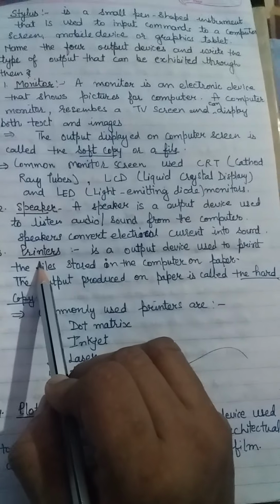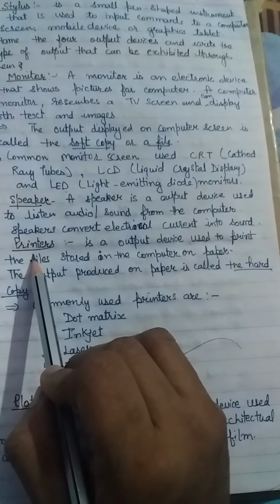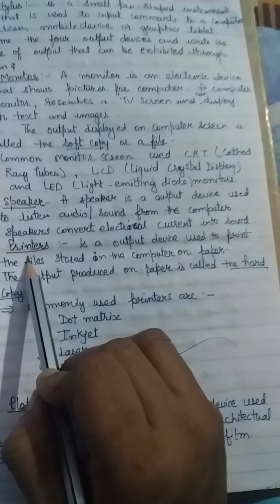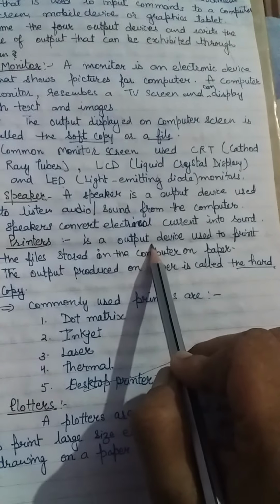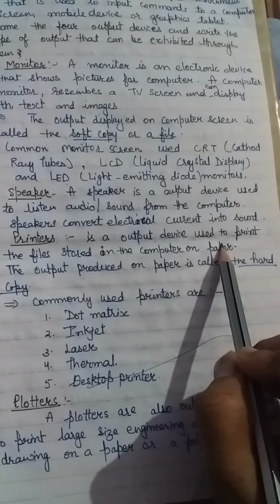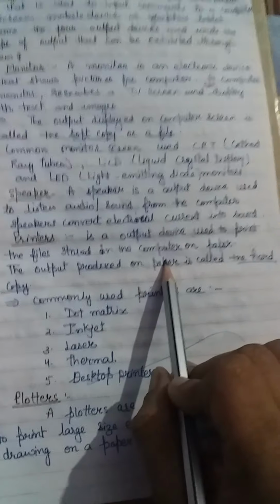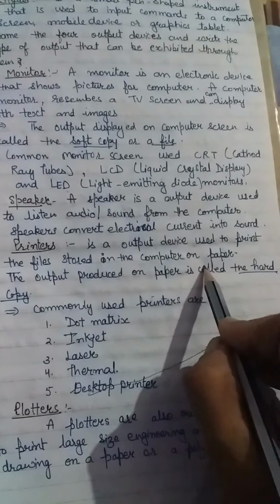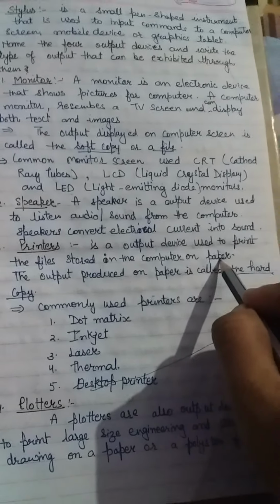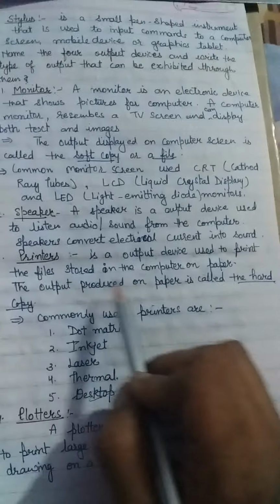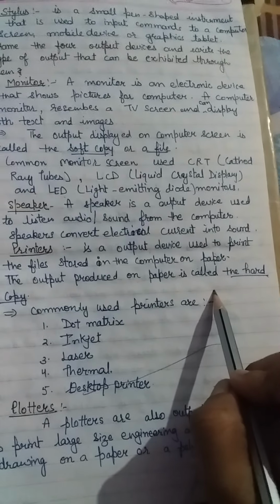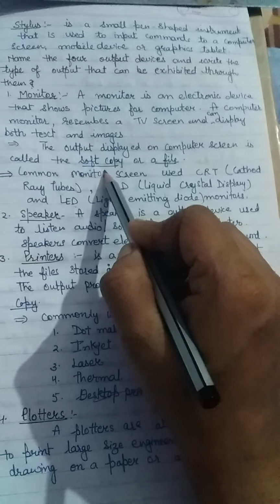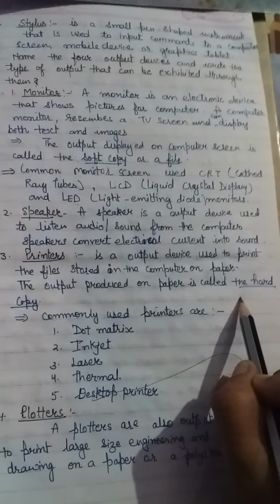Everyone knows, if we need a soft copy on paper, the output device used to print a file stored in a computer is the printer. It means if you want a file on paper in hard copy form, we use a printer. What is produced on paper is called a hard copy. We already discussed earlier what a soft copy is and what a hard copy is.